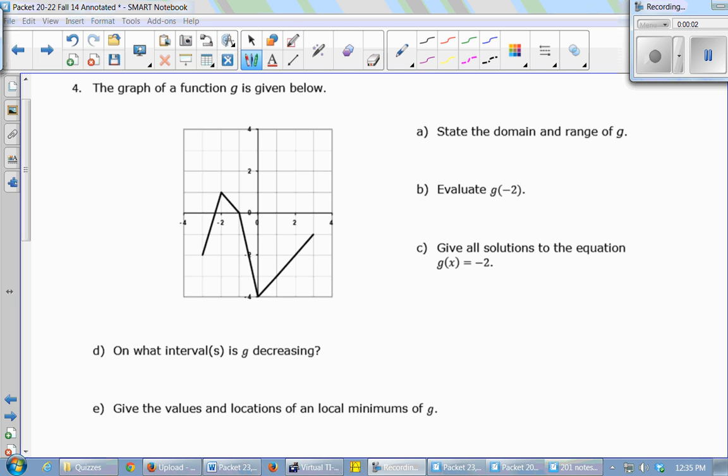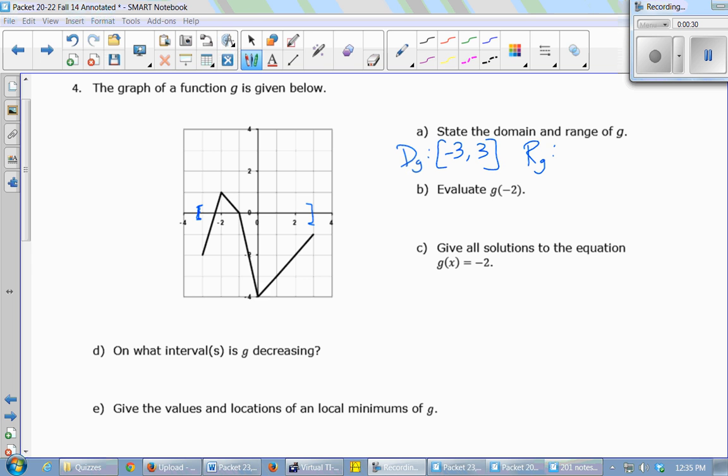Here, considering this graph of G, we have no formula, just a graph. And if I want to state the domain and the range of G, okay, so the domain of G, that's all the x values that this function lives on. So the furthest x value looks like -3, and that's the furthest to the left, and the furthest to the right looks like +3. So my domain is going to be -3 to +3.